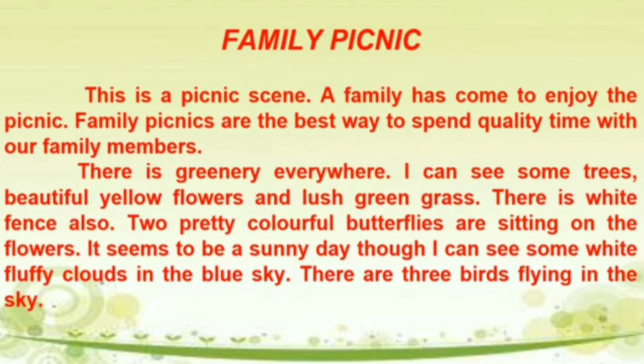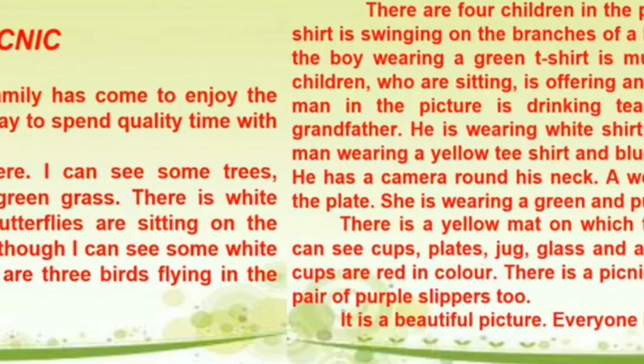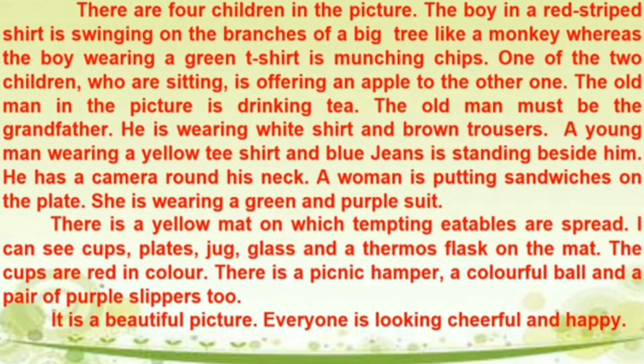It seems to be a sunny day, though I can see some white fluffy clouds in the blue sky. There are 3 birds flying in the sky. There are 4 children in the picture. The boy in a red striped shirt is swinging on the branches of a big tree like a monkey, whereas the boy wearing a green t-shirt is munching chips. One of the 2 children who are sitting is offering an apple to the other one. The old man in the picture is drinking tea.